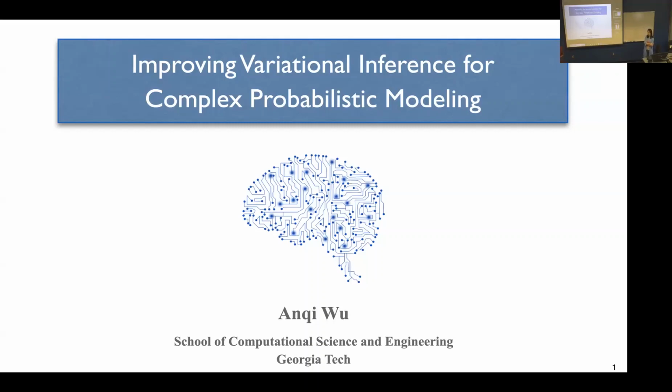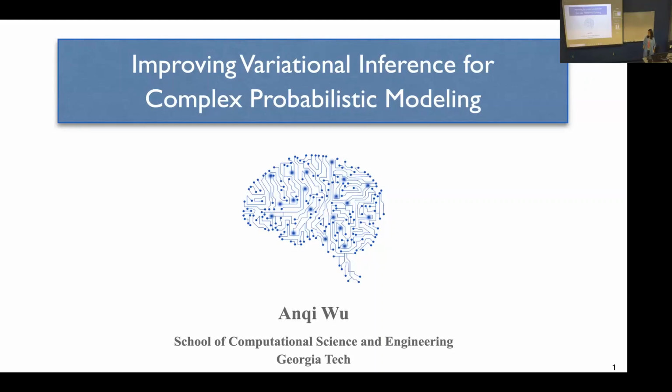So today we have Anchi Wu. Anchi is an assistant professor in the School of Computational Science and Engineering at Georgia Tech. Before this, she was a postdoctoral researcher at the Zuckerman Mind, Brain and Behavior Institute at Columbia University. She received her PhD from Princeton University in computational and quantitative neuroscience. She has been recognized as a rising star in EECS, as a DARPA riser, and also a Sloan Fellow. She is interested in developing various statistical models to characterize structure in neural and behavioral data. And today she is going to tell us about improving variational inference.